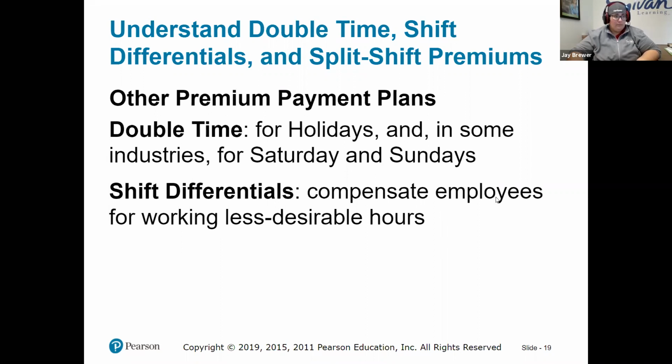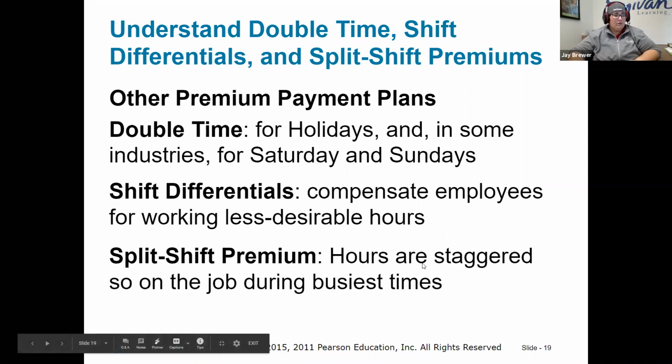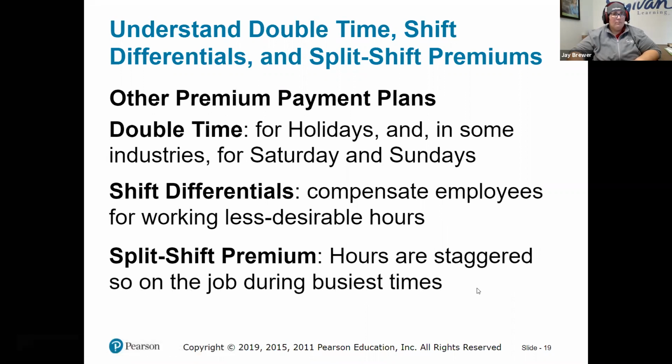Shift differentials compensate employees for working less desirable hours, like the 3 to 11 or 11 to 7. And then shift premiums are for when hours are staggered, so you're on the job during the busiest times. So maybe people that would come in for the dinner rush, like if you're at a restaurant, but then they leave when it starts getting dead. Most of the time that's only like 3 hours, so most people aren't going to want to come in and do it, although I'm sure a lot of high school students are totally fine working that. All right.